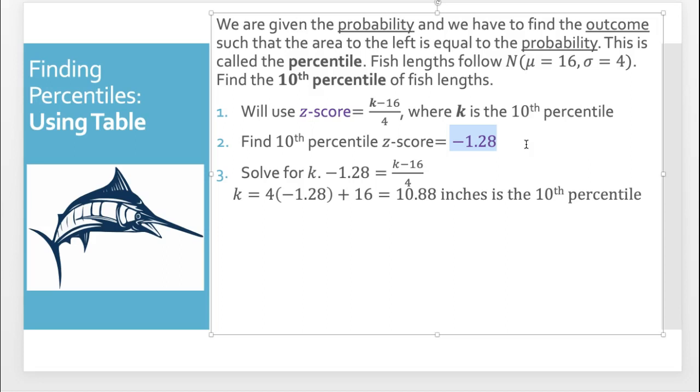So negative 1.28 is the 10th percentile of a standard normal distribution, where the mean is 0, standard deviation is 1. So what I do now is I plug this negative 1.28 into here, and then I just have an equation where I need to solve for k. If I solve for k, I multiply by 4 on both sides, add 16 on both sides, I will roughly get 10.88 inches is the 10th percentile. All right, so very, very close to what we got in the previous one without using the technology.